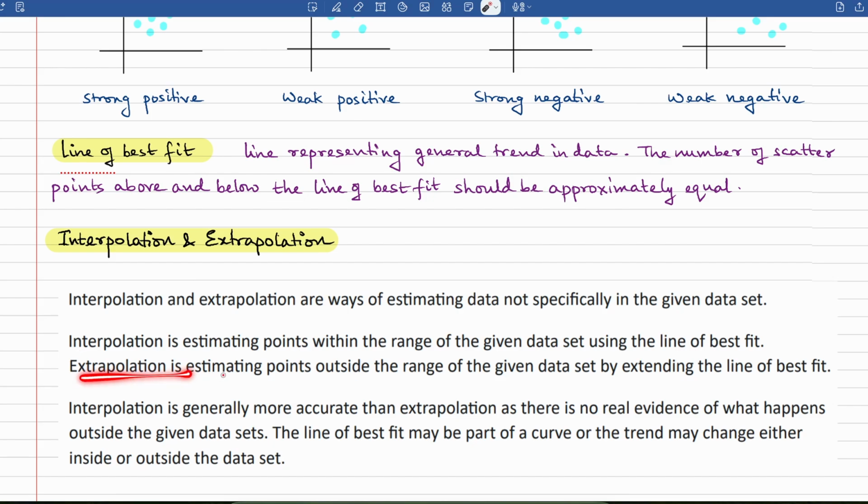Now extrapolation is estimating points outside the range of the given data by extending the line of best fit. This is extremely inaccurate. So interpolation is generally much more accurate than extrapolation, as there is no real evidence of what happens outside the given data set. You can make an educated guess, but literally that's what it is. It's a guess. Interpolation is still rooted in data. You can do a linear interpolation, a quadratic interpolation, a cubic interpolation. All of these methods are there, but extrapolation is just wild guesswork.